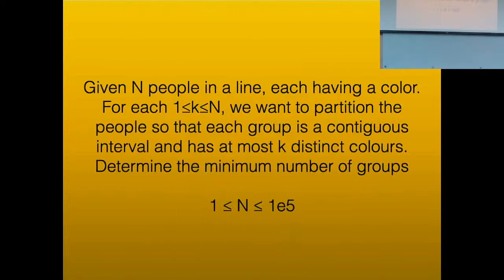So the problem is, given n people in a line, each having a color. For each k, we want to partition the people so that each group is contiguous and they are wearing at most k distinct colors. I think maybe I mentioned yesterday that we can use a persistent segment tree. But that's complicated. You need the persistent segment tree, you need the binary search, harmonic series, right?